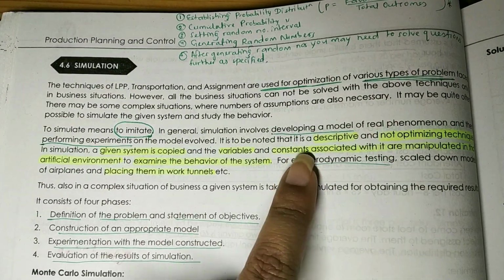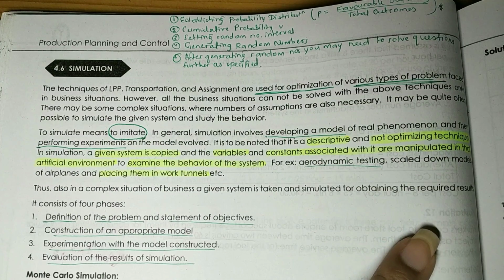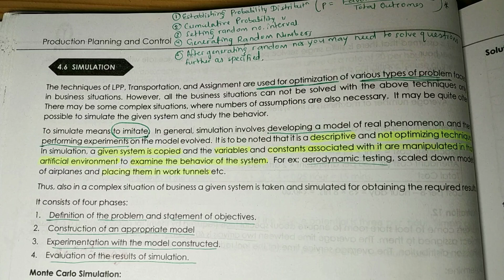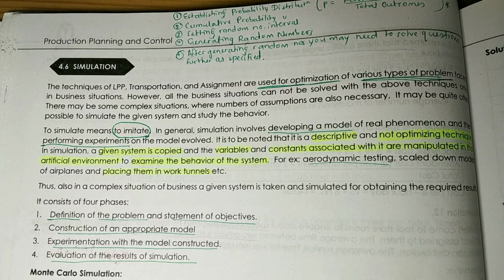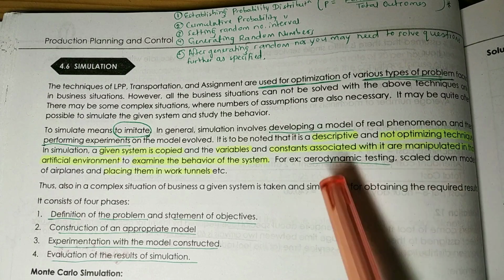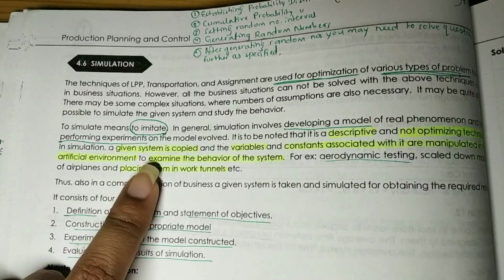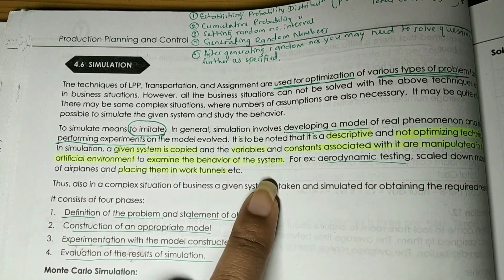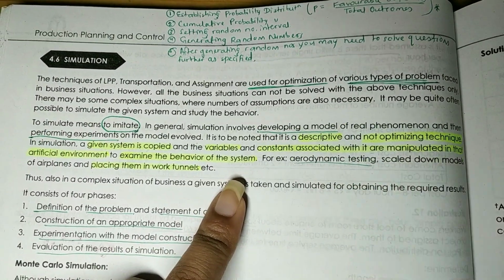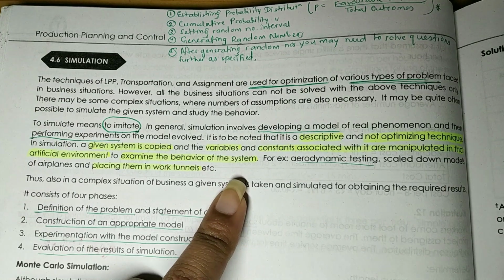So it is to be noted that it is a descriptive and not optimizing technique. So you need to know this, that this is not an optimizing technique. ये आपका direct solution नहीं देता है, ये आपको एक descriptive solution देता है. So what happens? A given system is copied and the variables and the constants associated with it are manipulated in that artificial environment, and then जो system है उसका behavior check किया जाता है.